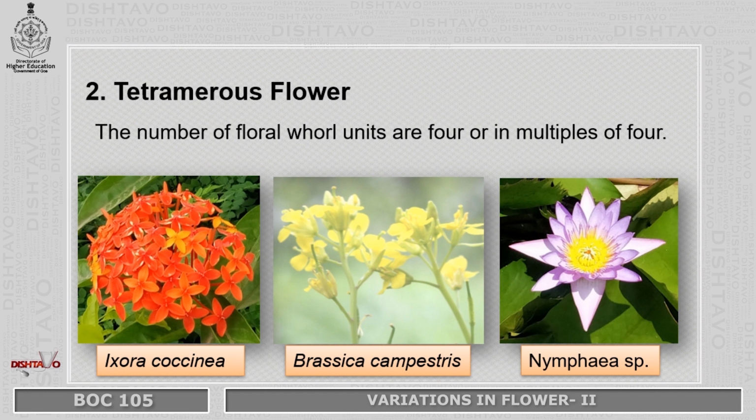The examples of flowers which show this type of condition are Ixora coccinea, commonly called Kamini or Pitkoli, Brassica campestris, that is mustard, and Nymphaea species. In case of Ixora coccinea, there are certain varieties which show pentamerous flowers also. The tetramerous and the pentamerous flowers are found in the majority of dicotyledonous plants.